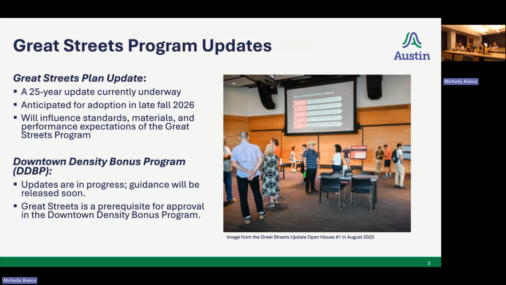The Great Streets plan is a 25-year-old plan. A lot has happened in the last 25 years in relation to technology, different materials are available, and there are new street furnishings. So there's lots of opportunity to potentially tweak the current Great Streets plan, not a remake or revision, and update it for this current century. Great Streets is also part of the conversation on the downtown density bonus program updates, because Great Streets is a gatekeeper requirement to participate in that program.